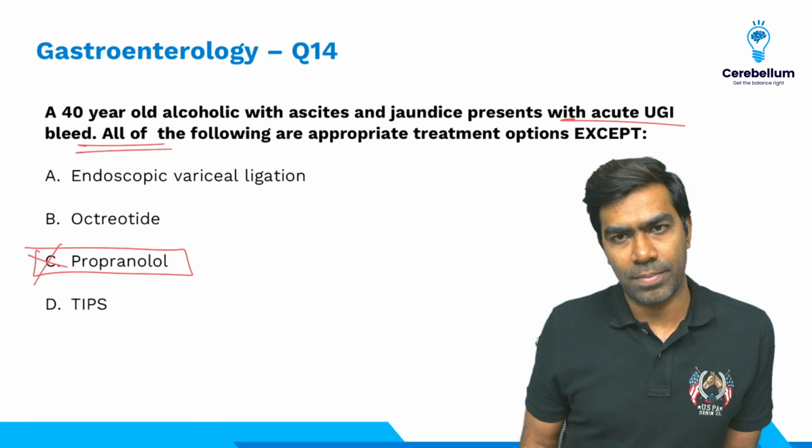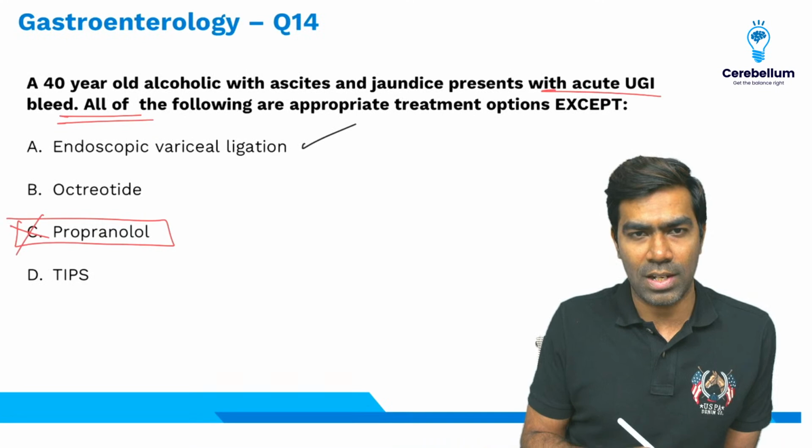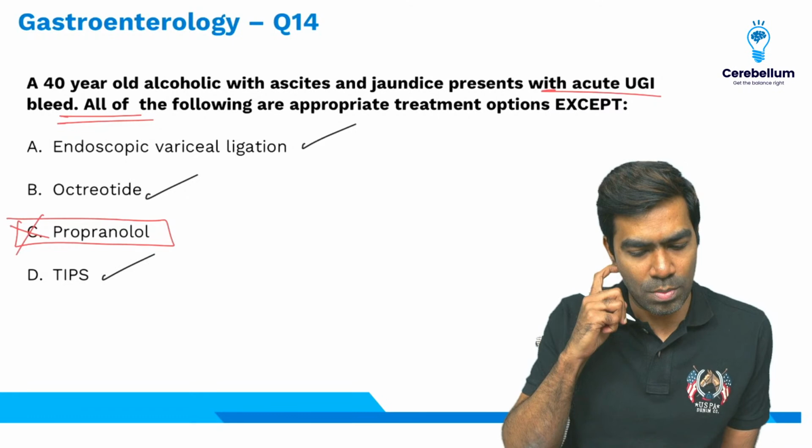So all of the other things are options. You can try endoscopic variceal ligation, you can give octreotide or terlipressin, you can opt for TIPS also in refractory cases. That's not a problem at all. So this is a simple question, an easy one.